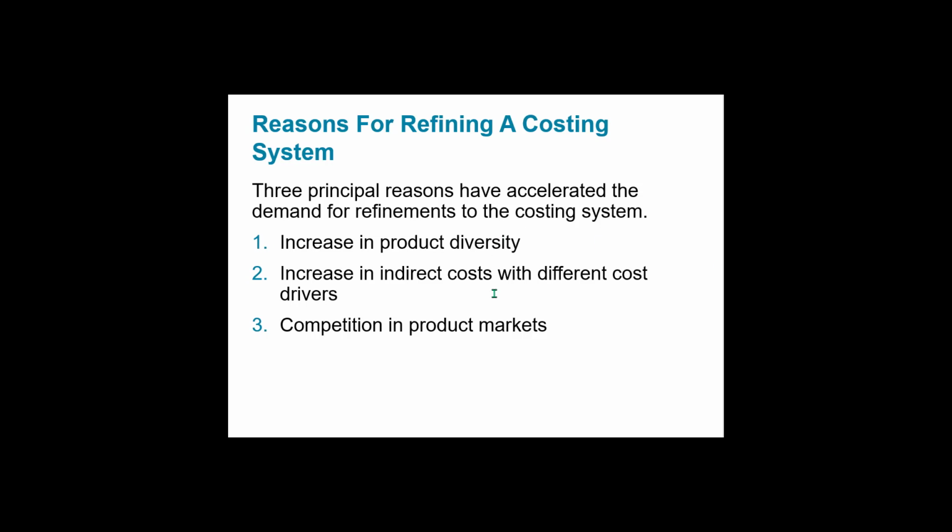An increase in indirect costs with different cost drivers. The use of product and process technology, such as computer integrated manufacturing and flexible manufacturing systems, has led to a tremendous increase in indirect costs and also a decrease in direct costs. And finally, competition in product markets. Making correct decisions about pricing and product mix is critical in competitive markets. So these factors explain why managers want to refine cost systems. Refining cost systems requires gathering, validating, analyzing, and storing vast quantities of data.